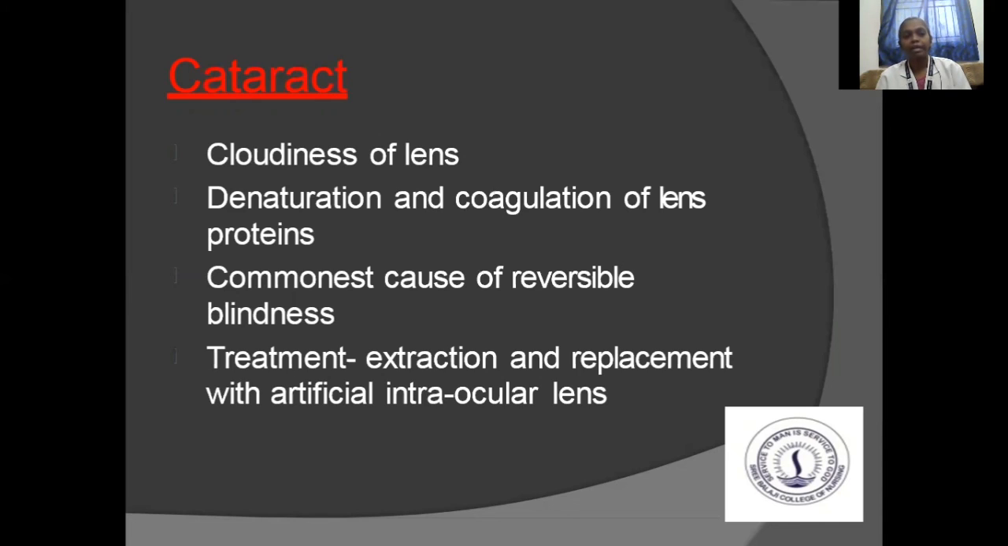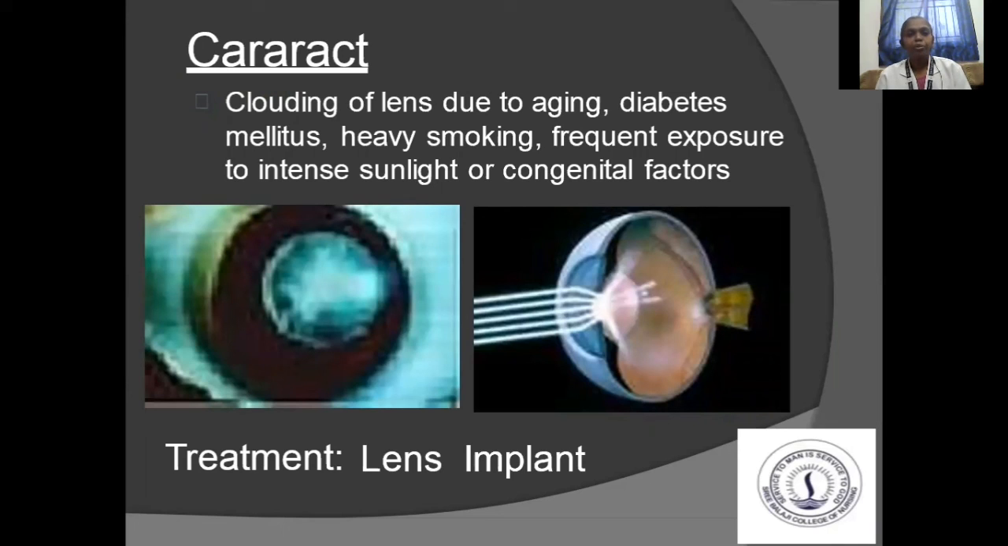So in case of cataract, cloudiness of the lens occurs because of denaturation and coagulation of the lens protein. It becomes so turbid that we won't be able to visualize objects properly. Clouding of the lens is due to aging, the commonest cause, or diabetes mellitus, heavy smoking, frequent exposure to intense sunlight, or congenital factors. The treatment of choice is lens implant only. The diseased lens can be sucked out and an intraocular lens will be implanted.